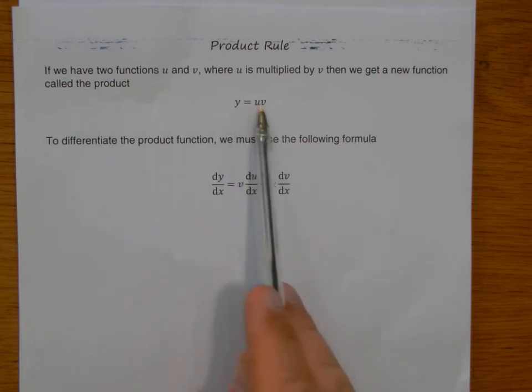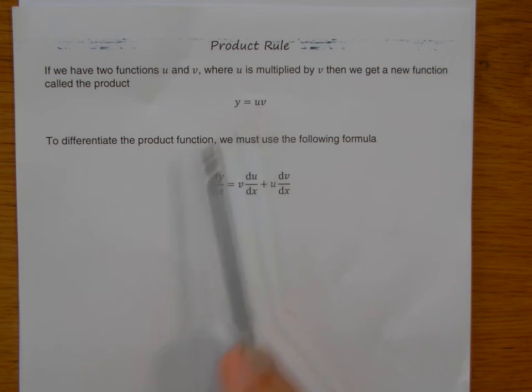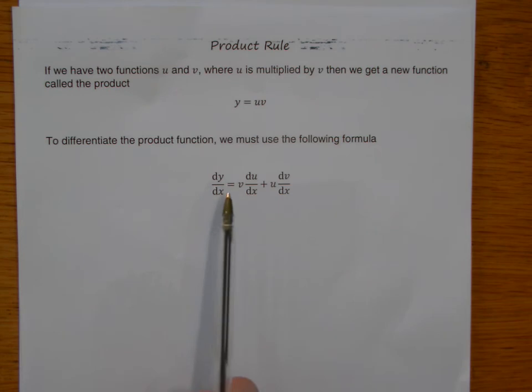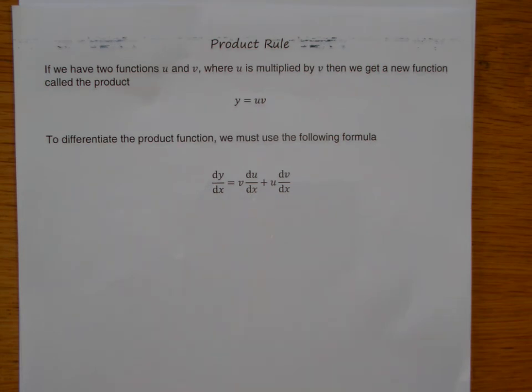Written like this, so they multiply there, y equals uv. Now suppose we want to differentiate the product function, then we've got to use that formula. So if you remember, dy/dx is equal to v du/dx plus u dv/dx.